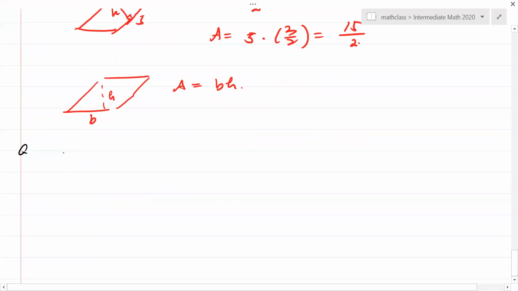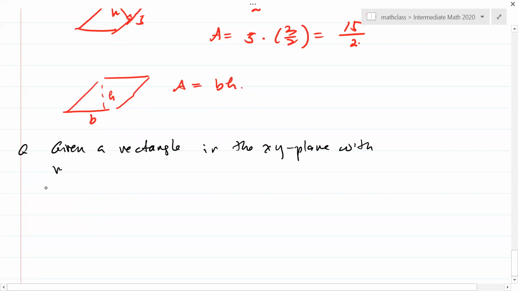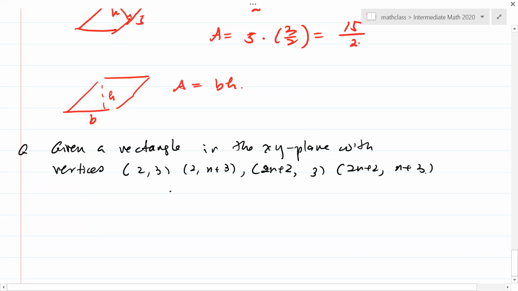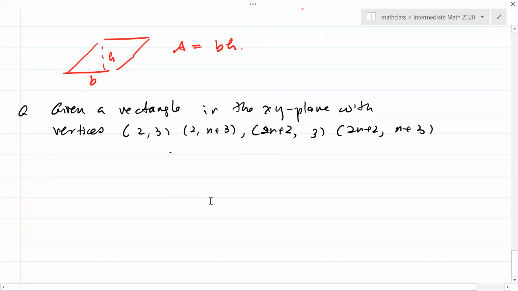Now another interesting problem is from the previous homework. Given a rectangle in the xy plane with vertices (2, 3), (2, n+3), (2n+2, 3), and (2n+2, n+3). Now, be careful about those points. So you have 4 points, and they form the rectangle.